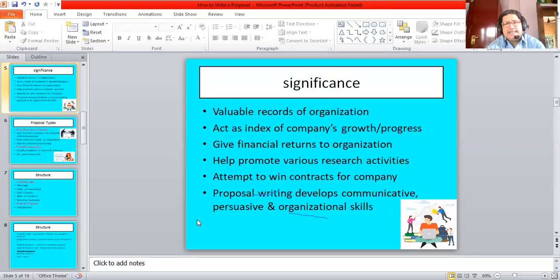As far as businesses are concerned, they can also help to win new contracts for the company. And we can say this whole writing process of the proposal helps to develop the communicative, persuasive, and organizational skills of the employees who are involved in that writing. So it is a skill, and it requires certain training and inculcation of certain basic qualities, which we are going to explore in the course of our discussion.